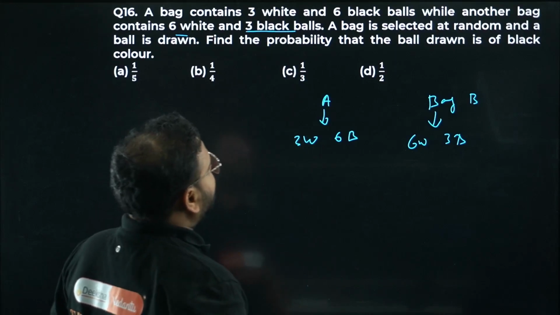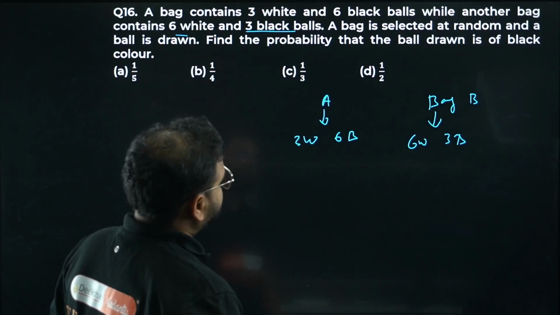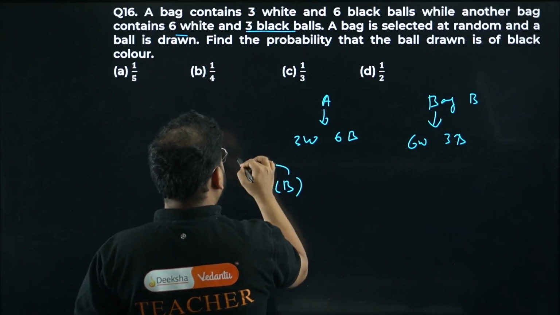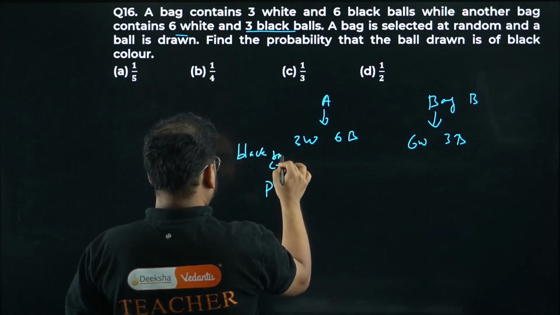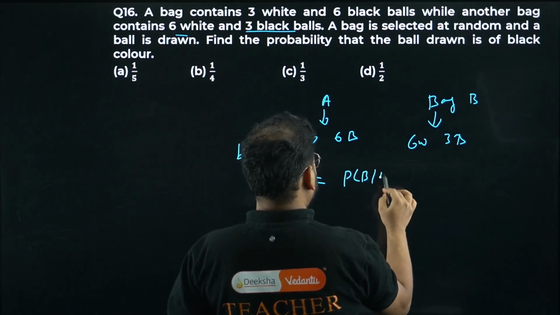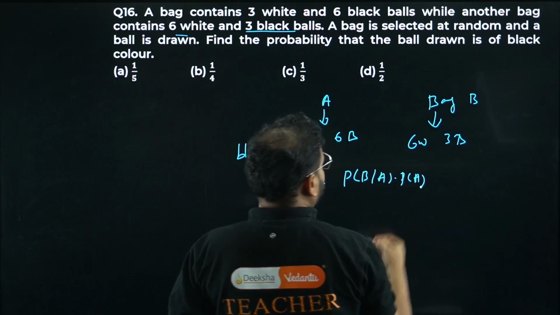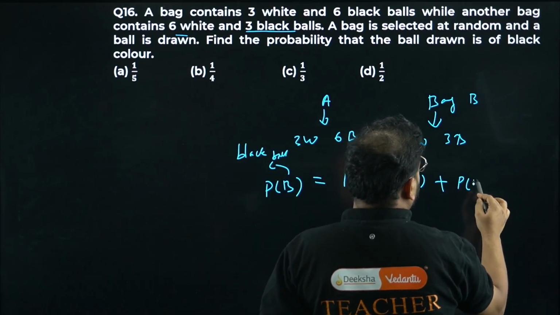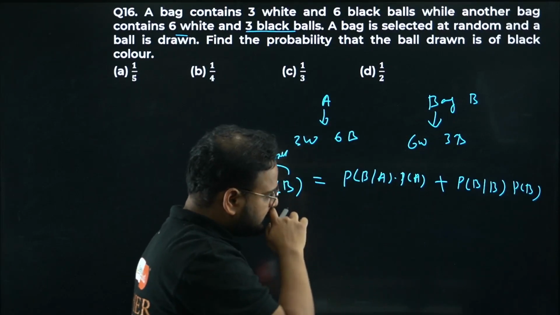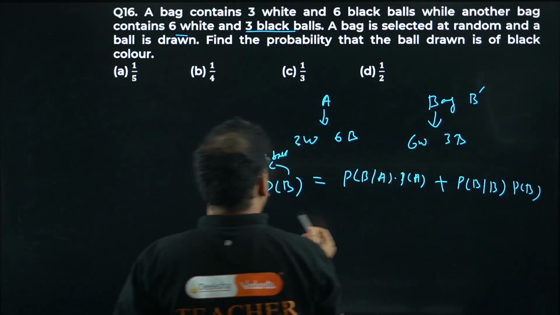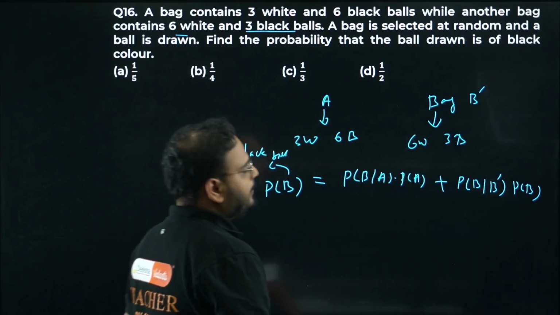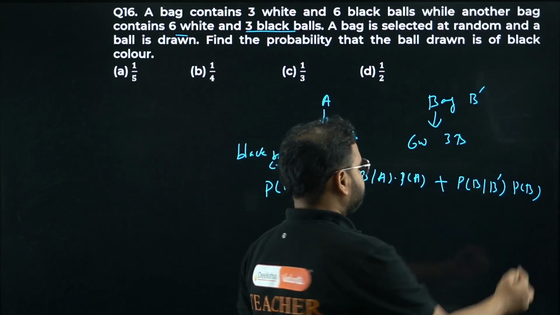A bag is selected at random and a ball is drawn. Same condition. Looking for the black ball. So black ball from the bag A, and black ball from the bag B. If you want, I can write this as B dash, just to make a difference. So write this as B dash: black ball from the bag B.